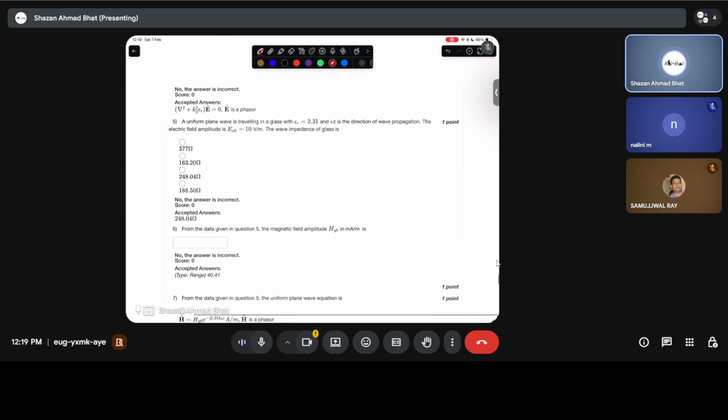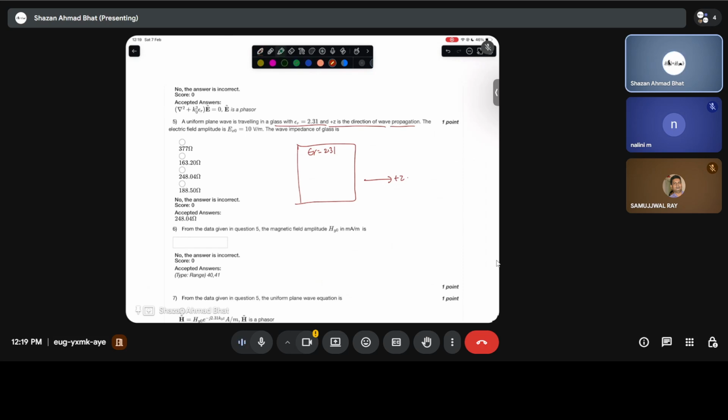Now, if we have a uniform plane wave traveling in a glass with the relative permittivity epsilon r in the plus z direction of wave propagation. Let's say this is a glass slab, it has a relative permittivity of 2.31. Not a refractive index, it's the relative permittivity. And let's say this is the plus z direction.